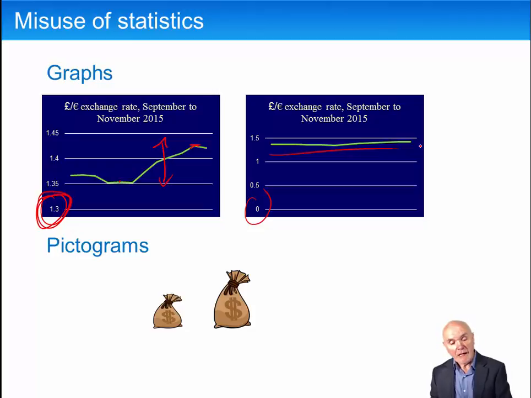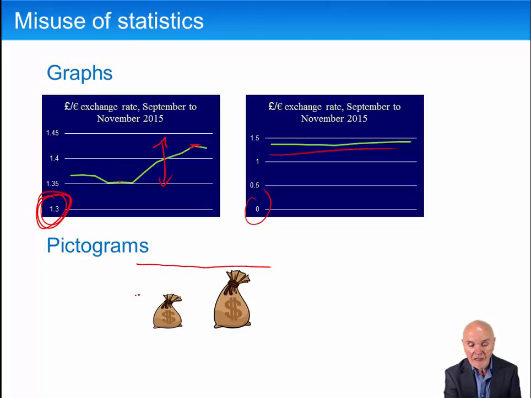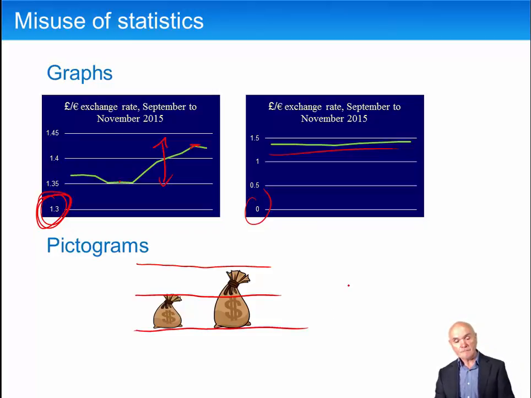And finally, pictograms. What do these two sacks mean? Of money, let's say it's earnings per share or profits or anything of that sort, or employee salaries. They might be drawn so that the height of one is twice the height of the other, and maybe the salaries have doubled, maybe the profits have doubled.